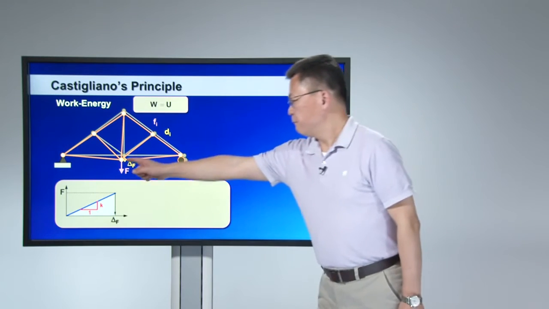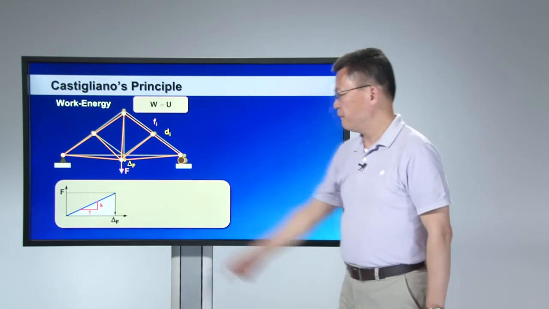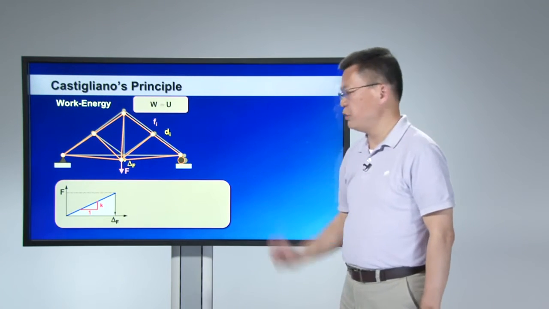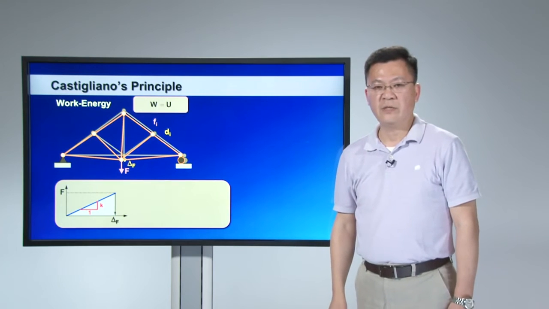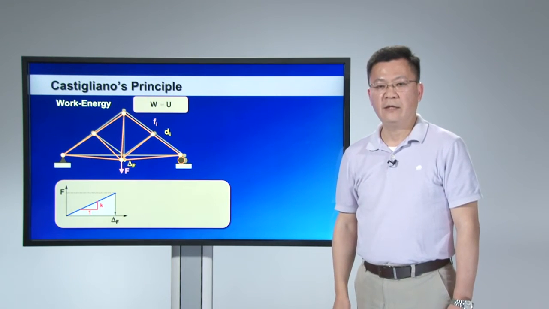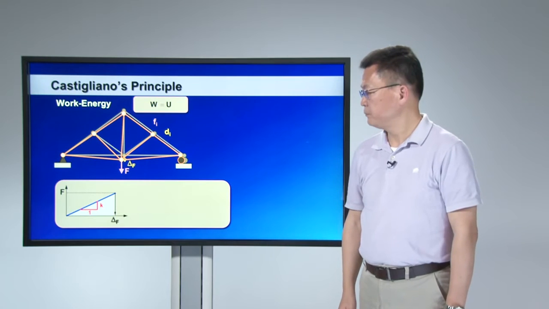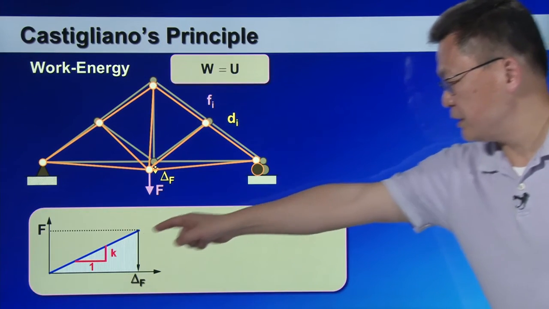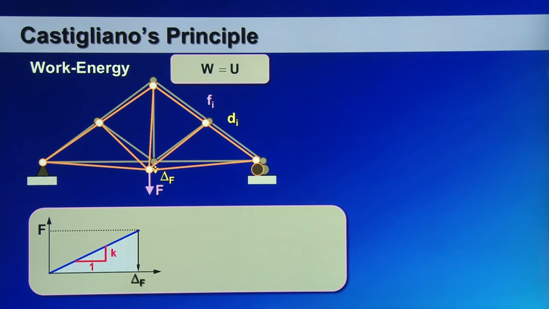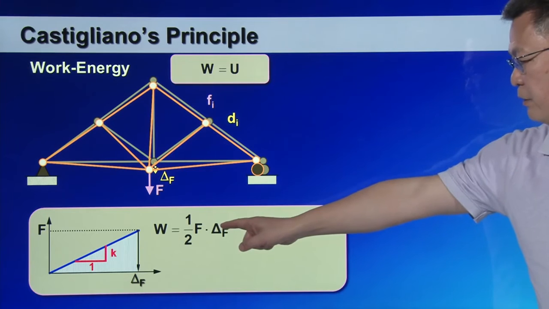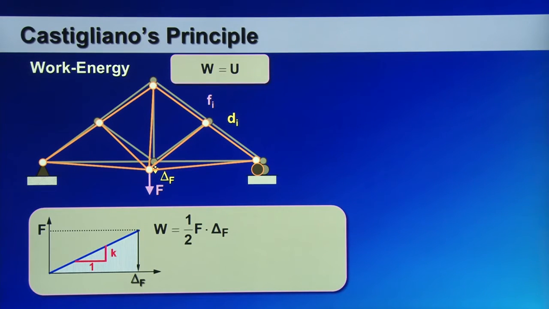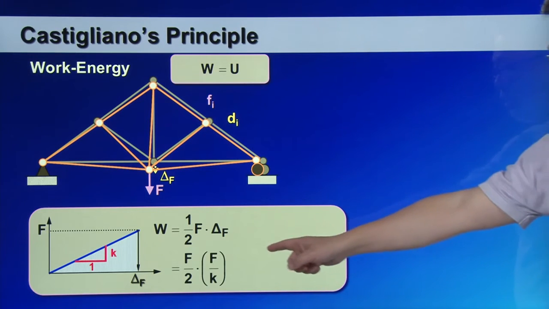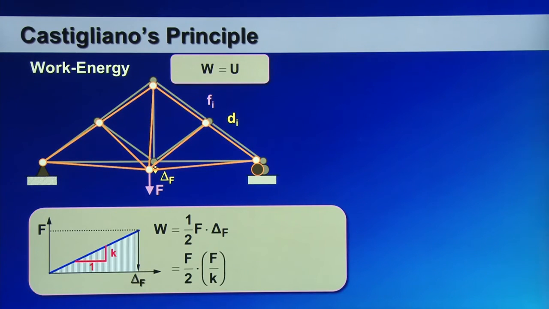The force versus deformation curve follows this linear straight line, which indicates that the force has been applied onto the structure in a quasi-static way. And the slope of the force deformation is K. So the work done by the external force F is equal to 1/2 F times delta F, which can also be written as F divided by 2 times F over K.